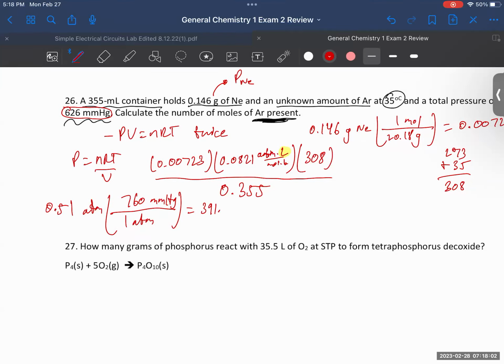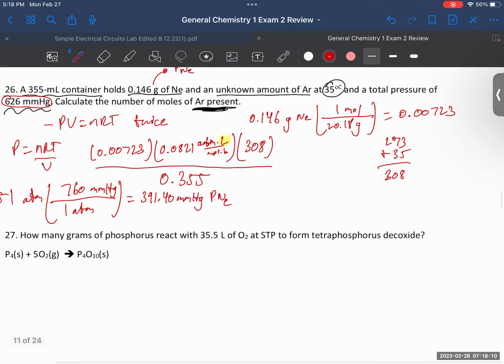So if you do that, we get 391.40 millimeters of mercury. All right, and this is the pressure of neon. So how do we find the pressure of argon? If we have a total pressure and the pressure of neon.